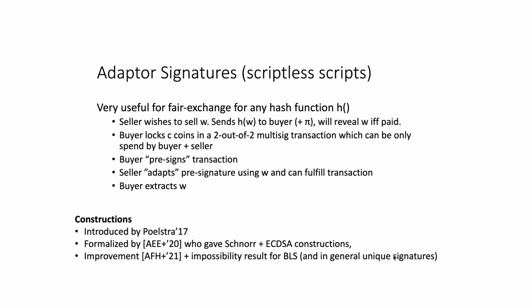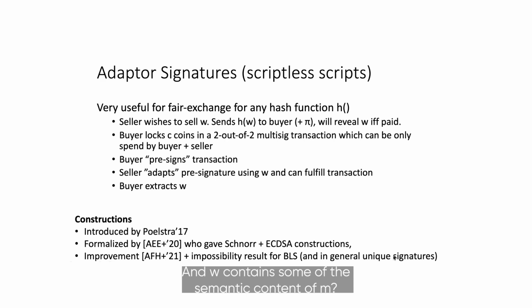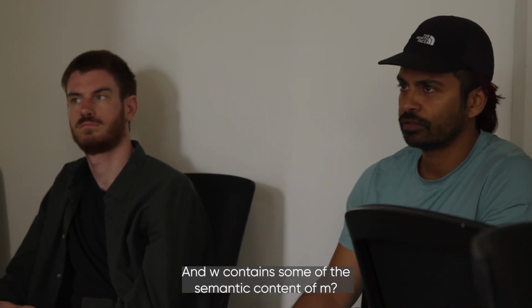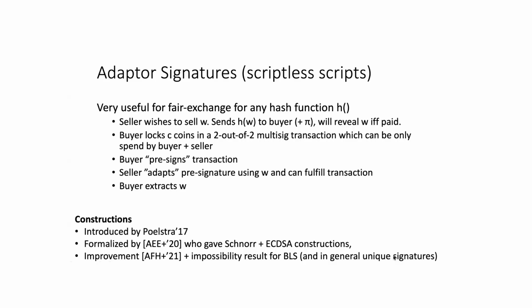Yes. And W contains some of the semantic content of M. I don't think there is any restriction on whether W and M are related or not. You should view W as something that the seller wants to sell, for example, a digital image, like an NFT or something. First, I'm going to hash it, prove to you that I'm hashing the correct thing, and then use this protocol just to get a fair exchange of coins.